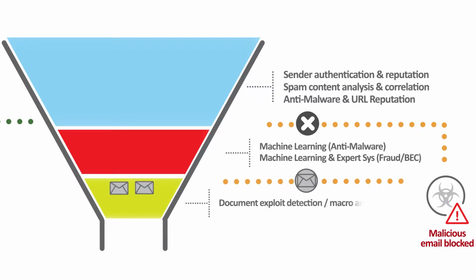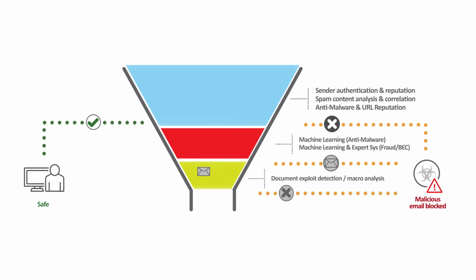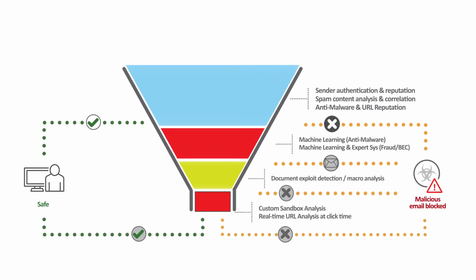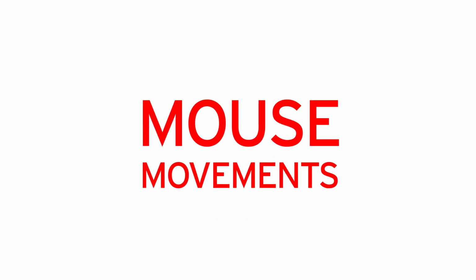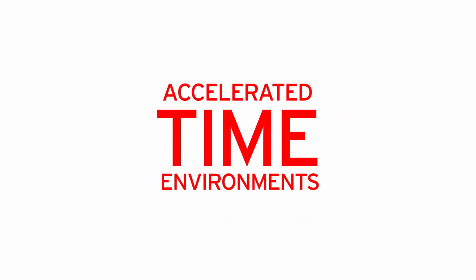Next, Document Exploit Detection searches Office and PDF documents for known and potential exploits which can hide malware. Unidentified potentially malicious files are opened in virtual environments, or sandboxes, for behavioral analysis. We analyze against multiple operating systems in parallel and can even sandbox Macintosh and Android files. To ensure the malware detonates in the sandbox, we use anti-evasion techniques such as mouse movements and accelerated time environments.